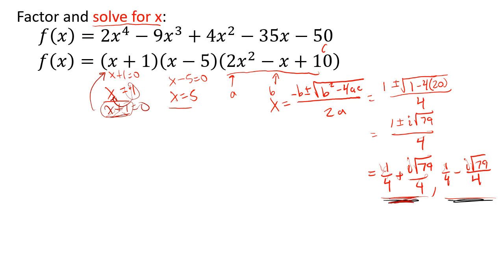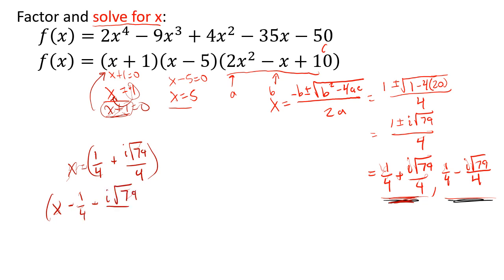So we'll do the same thing for these. So x equals 1/4 plus i root 79 over 4. If I move this whole thing back over, what I get is x minus 1/4 minus i times the square root of 79 divided by 4. And on the other one, if you had x equals 1/4 minus i root 79 over 4, we'd have x minus 1/4 plus i root 79 over 4.